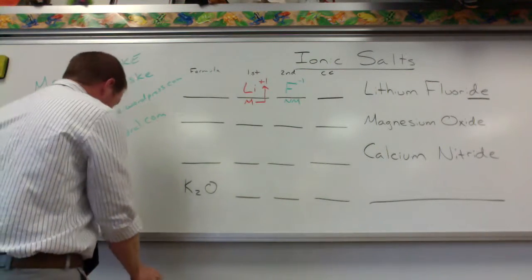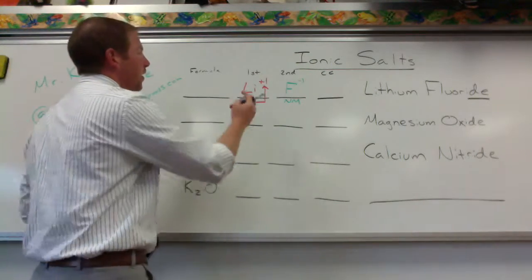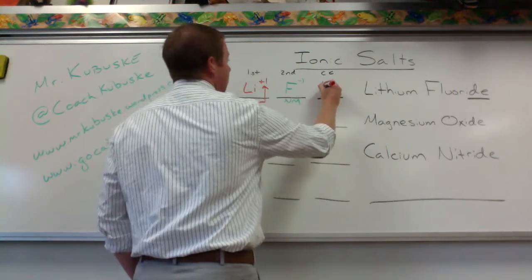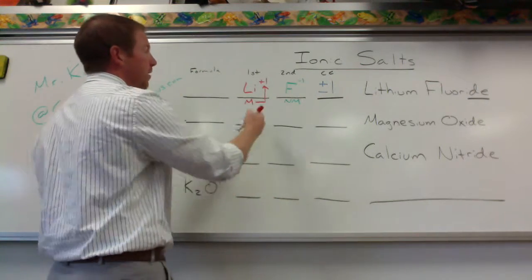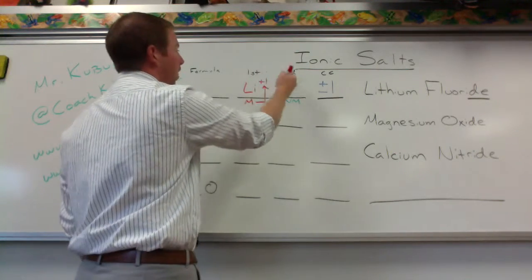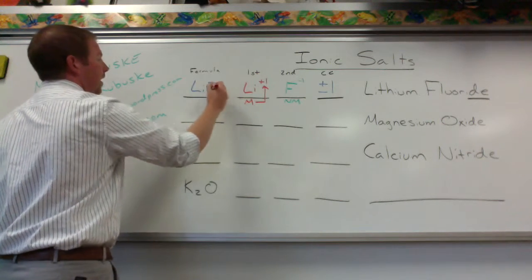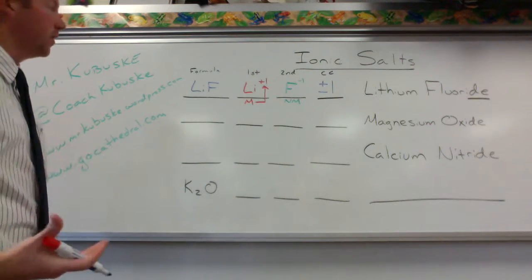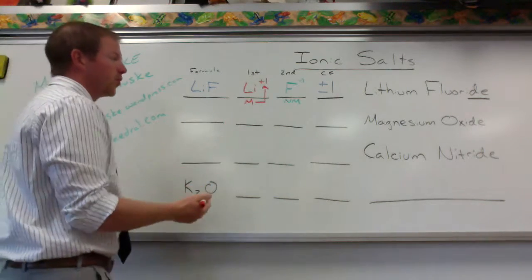Now the next column over, it says Cc above it, and that stands for common charge. Well, the common charge between the two is plus and minus 1, because that's a common number between the two elements. I only need one of each to get to that number. So the formula would simply be LiF. I don't need any extra lithiums or fluorines to make this compound work. Let's look at the next one.